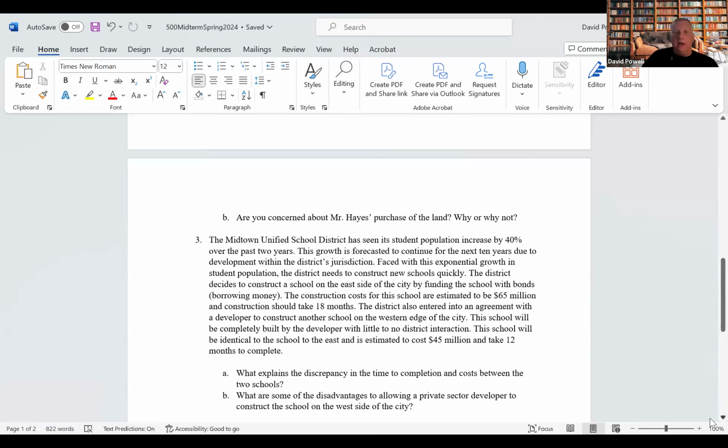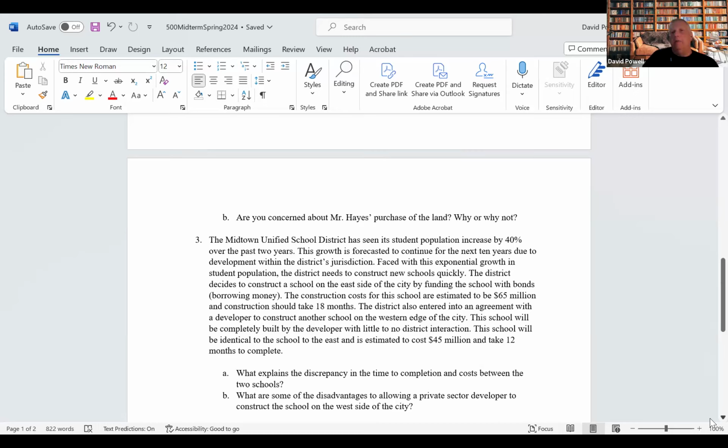So the school district decides to issue a bond. They decide to borrow money to build a school. The construction costs for this school are estimated to be $65 million, and construction should take 18 months. The district also entered into an agreement with a developer to construct another school on the western edge of the city. The school will be completely built by the developer with little to no district interaction. This school will be identical to the school to the east and is estimated to cost $45 million and to take 12 months to complete.